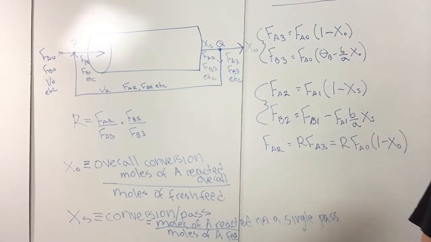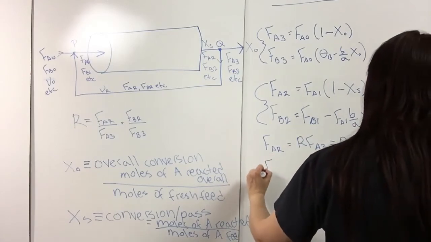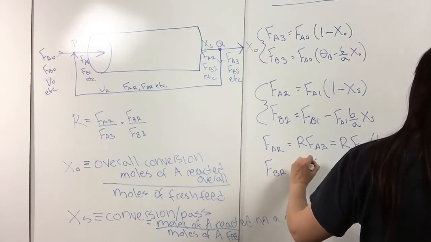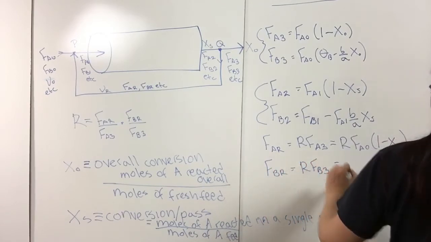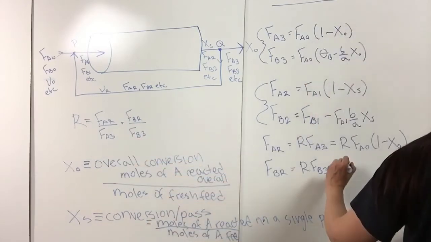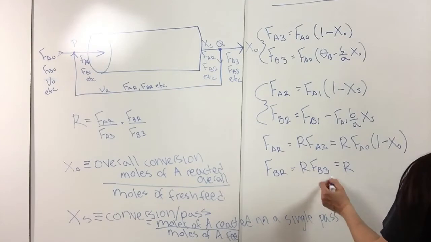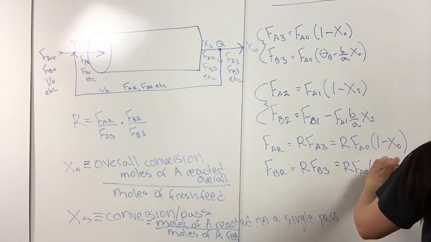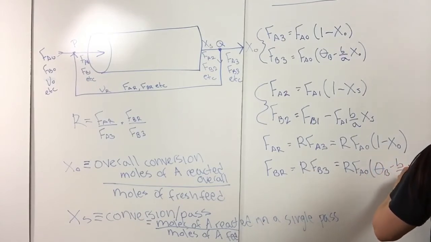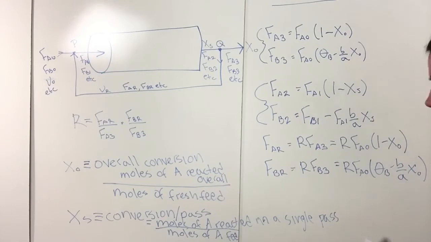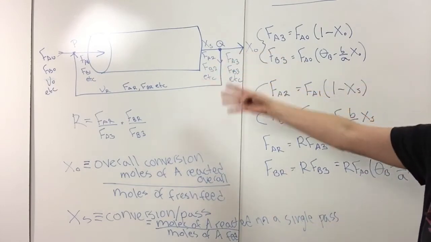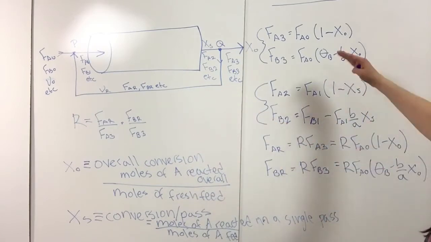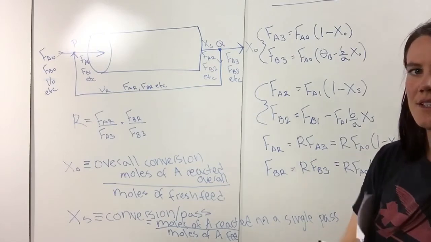1 minus X naught. And then we can do the same thing for FBR, so that would be R FB3, and that's from this R, and we know what FB3 is, so R FA naught theta B minus B over A X naught. And then assuming what you have in your feed, like if you have C and D also, you should be able to figure out how to write those equations as well.